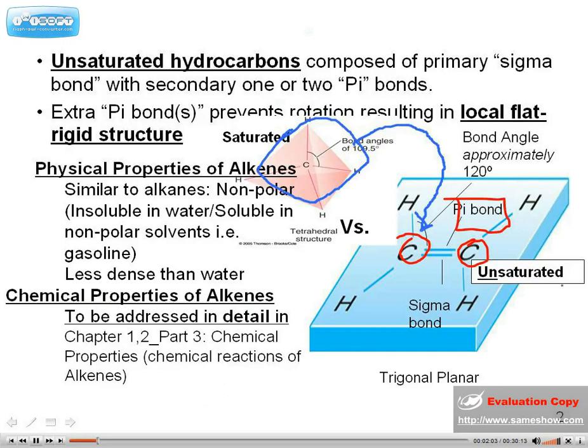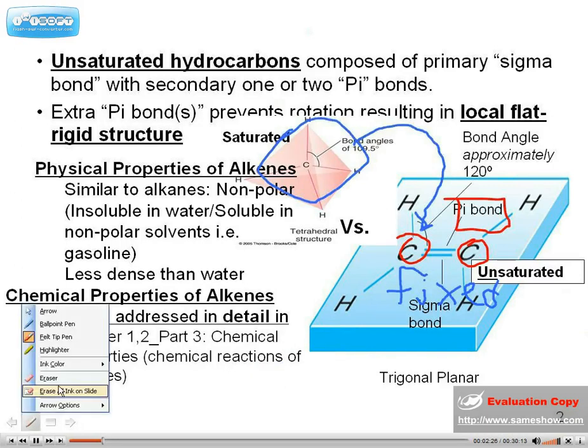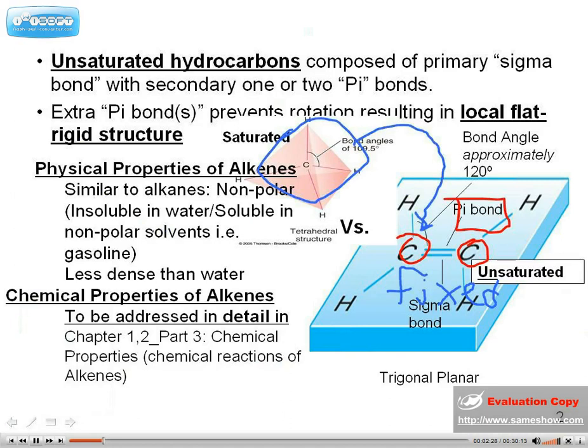The most important characteristic is when there's an extra pi bond, these carbons can no longer twist and turn. They're in a fixed position. So this will be important a little bit later on. In general, the physical properties are the same as alkanes.